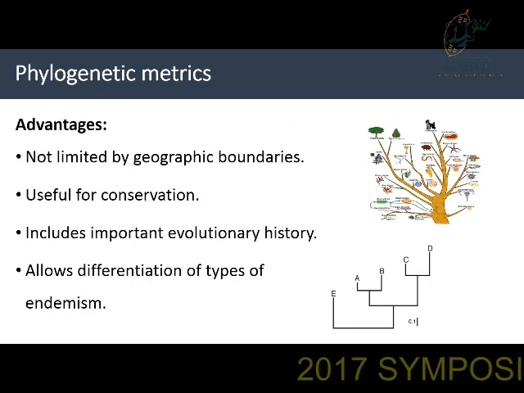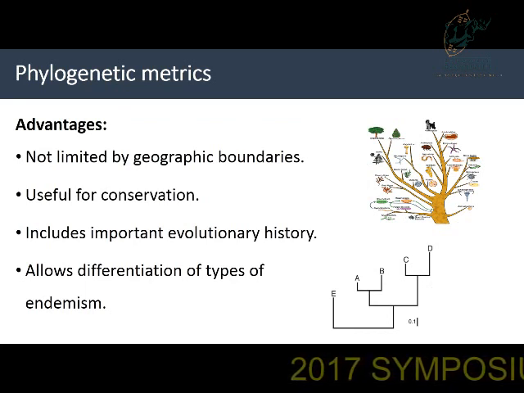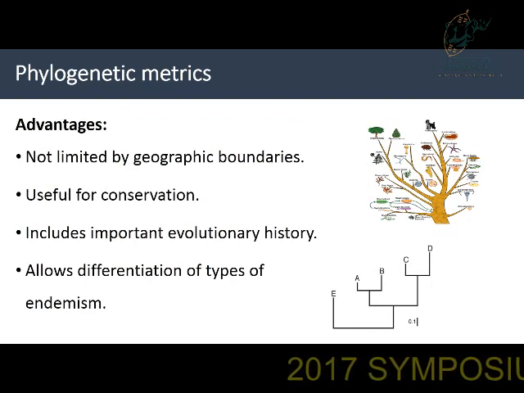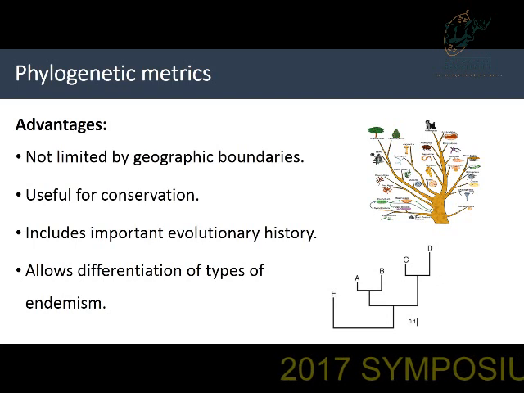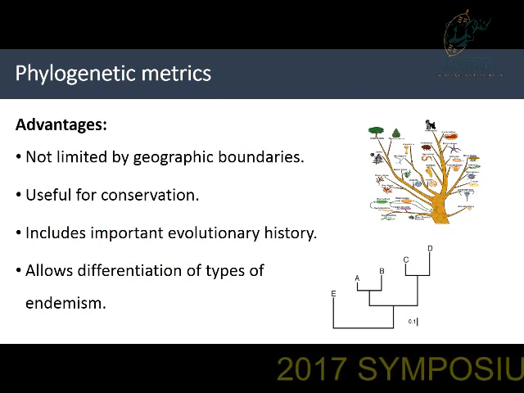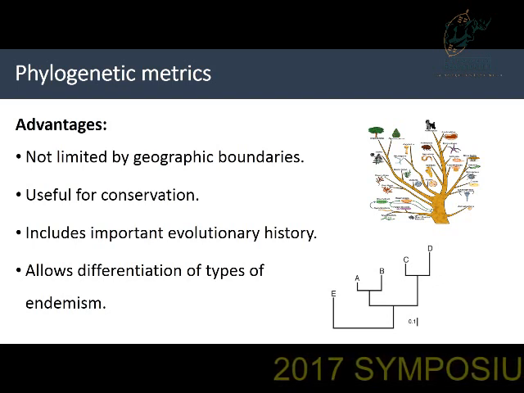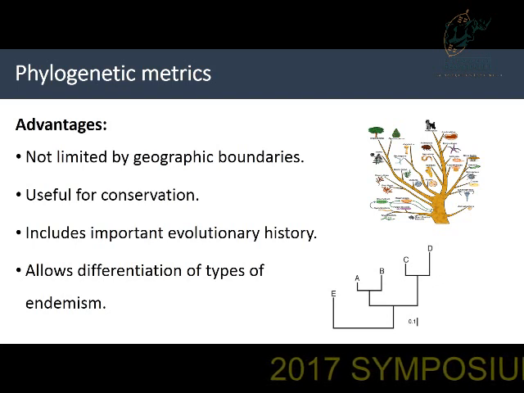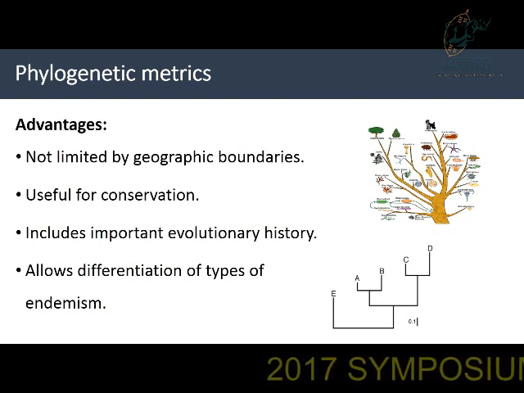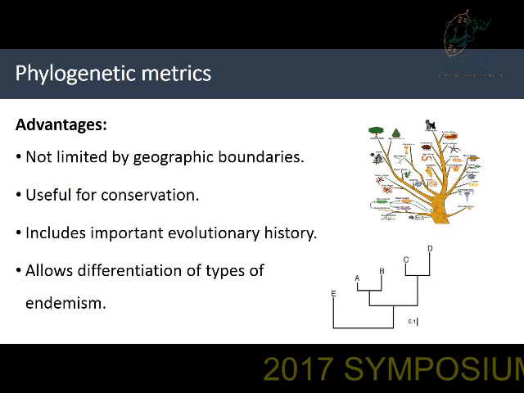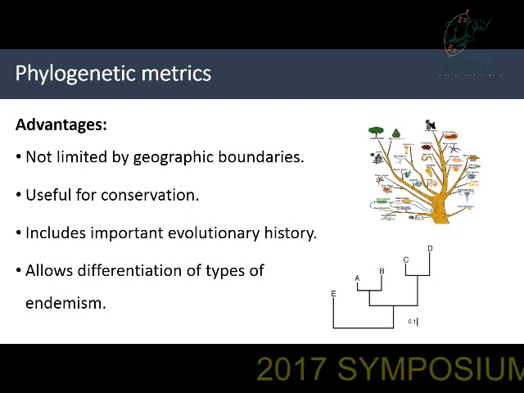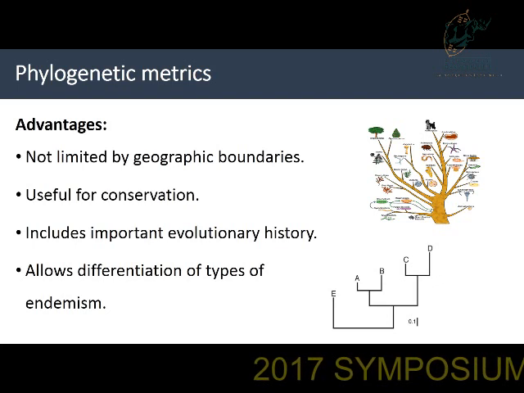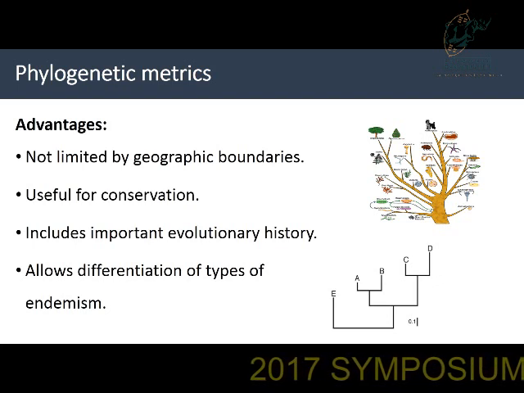Among the advantages of including phylogenetics in biodiversity assessments, one is that they are not limited by geographic boundaries. They include important evolutionary history, like I mentioned, and they're useful for conservation. For example, it has been found that using phylogenetic diversity to select important areas for conservation leads to more protected areas being demarcated. It also allows for differentiation of types of endemism.